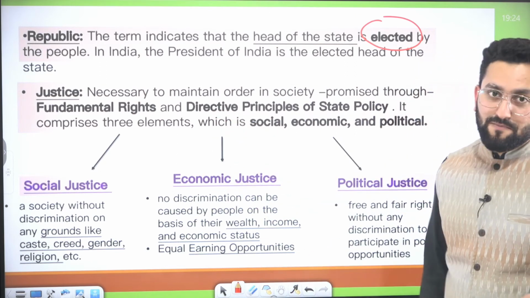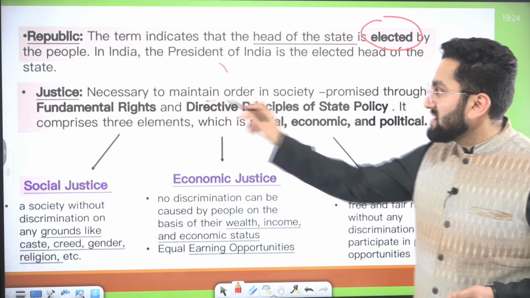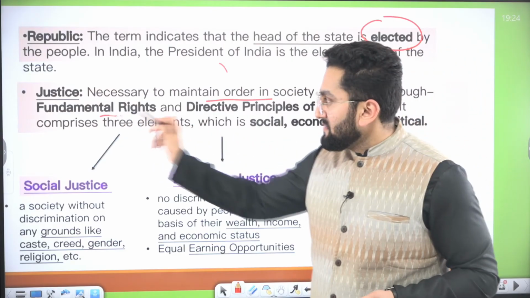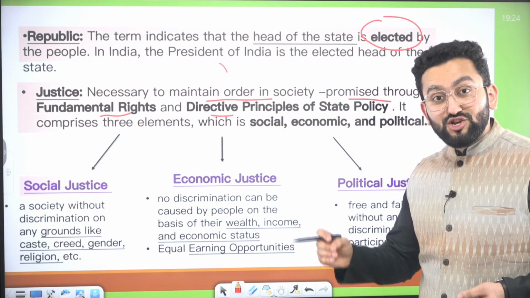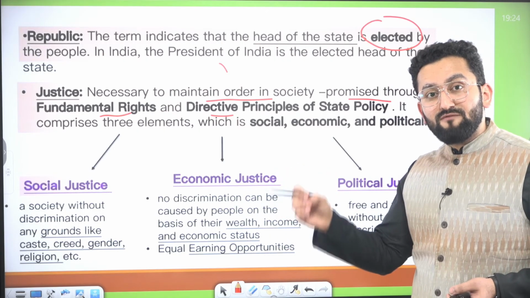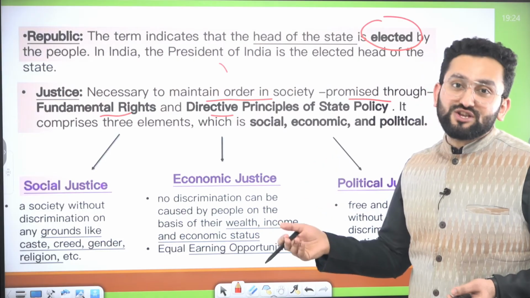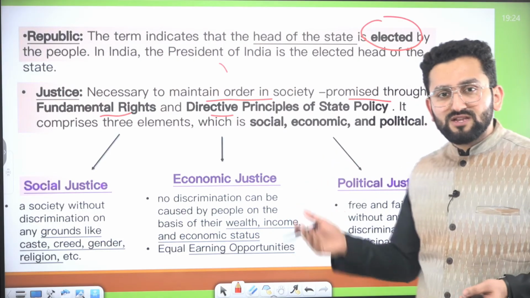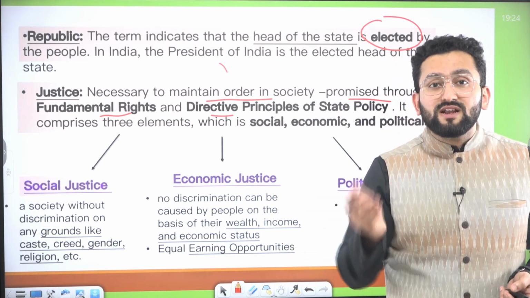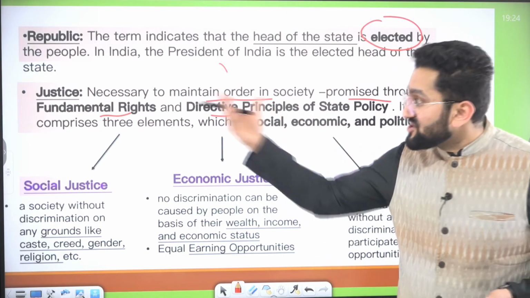Now, the word justice. I told you why justice was added, because only then can we actually maintain order in society, right? It promises through fundamental rights and DPSP that the state will ensure justice prevails. Means how can we make justice prevail? We have to strike at any ideology, any practice which is connected to injustice. So various protections are given in fundamental rights. For example, Article 15 says that no one shall be discriminated against on the basis of religion, race, caste, sex, place of birth. So don't you think it is an attempt to provide justice?